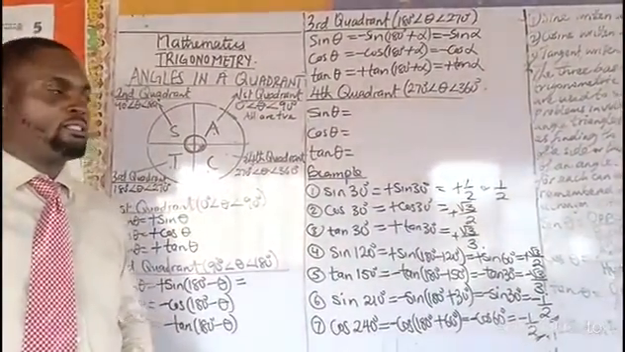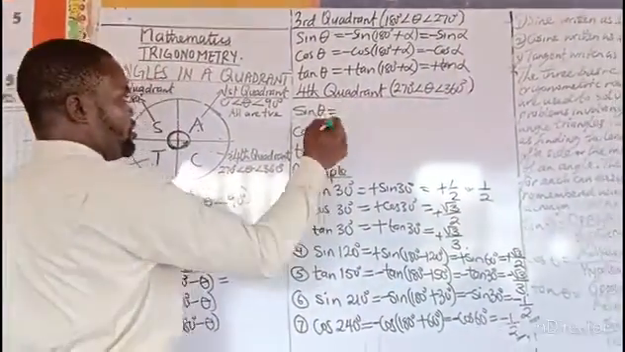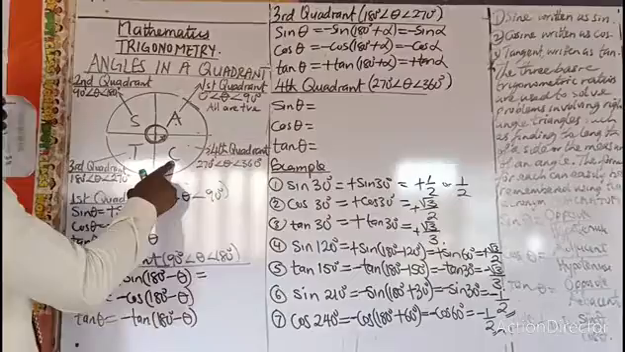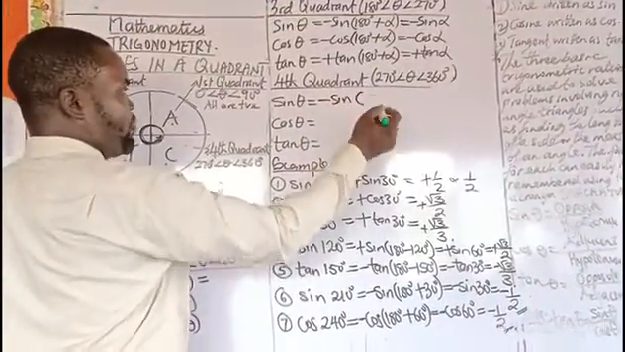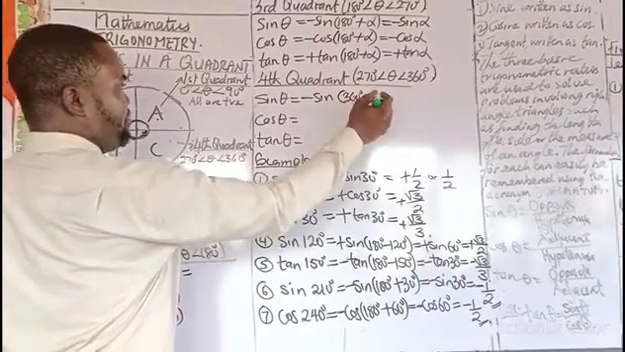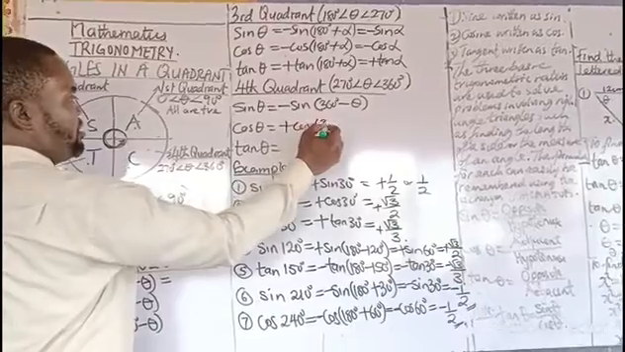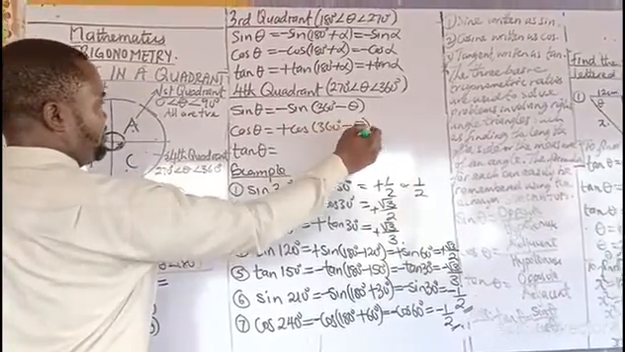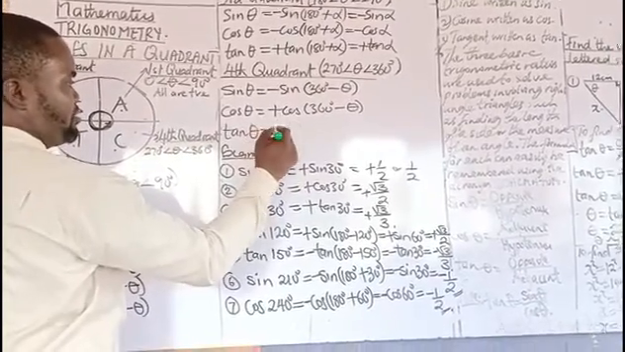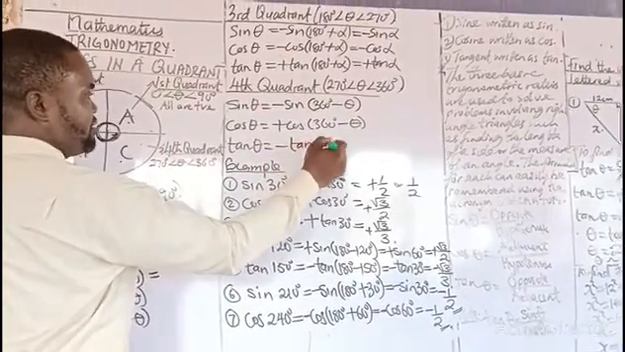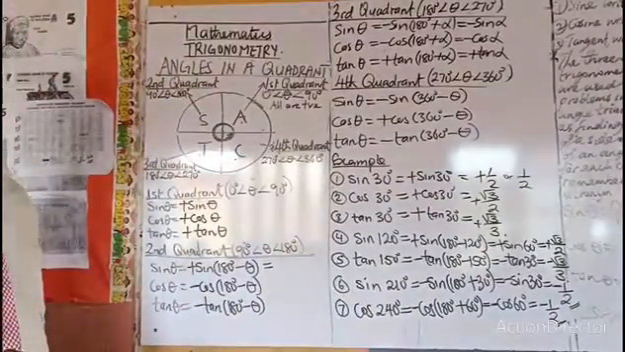For the fourth quadrant, what do we do? That one is also very simple. Which one is positive there? Only cos is positive. So we have minus sine, 360 degrees minus theta. Then plus cos, 360 degrees minus theta. Then for tan, is it plus or minus? Minus tan, 360 degrees minus theta. Is that clear? Yes, sir.